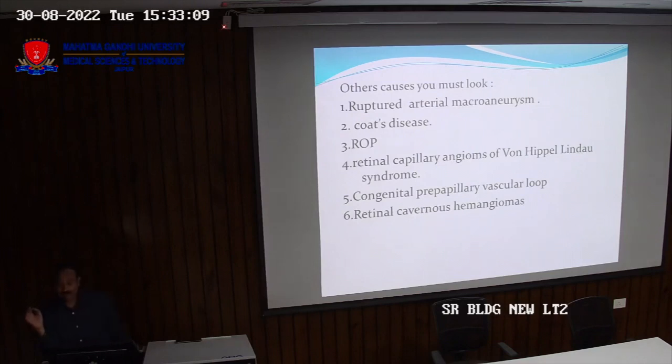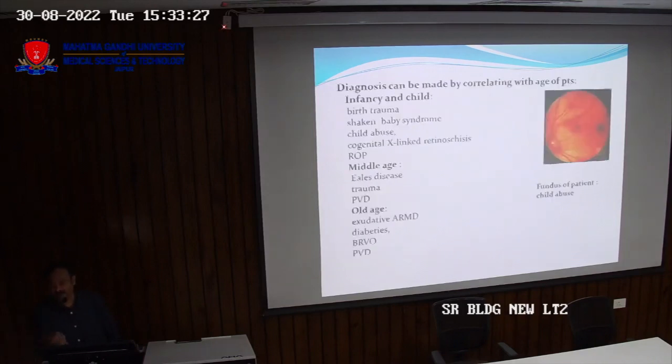Congenital peripapillary vascular loops, these again are congenital anomalies, or cavernous hemangiomas. So these are the conditions which are localized to the eye only and do not have any other systemic conditions, but still they can have vitreous hemorrhage. So when you are seeing a patient of vitreous hemorrhage, besides the systemic condition, you have to keep in mind these conditions also. Now, how to diagnose vitreous hemorrhage?